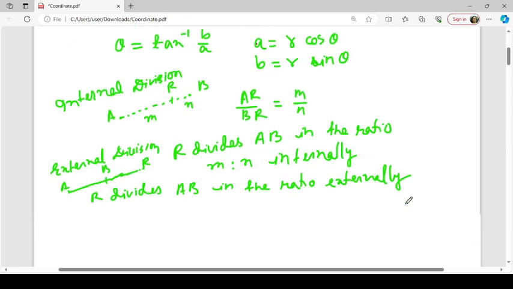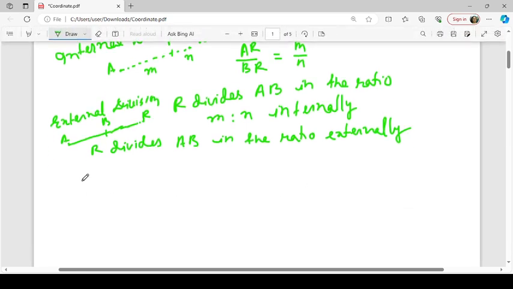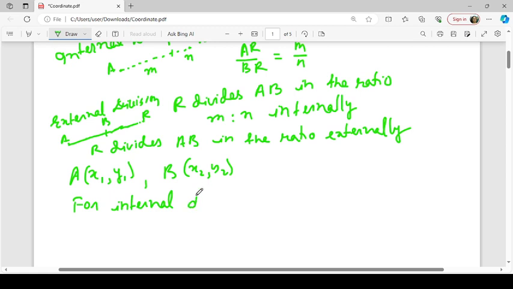Now if A and B are given, so A is the point (x1, y1) and B is the point (x2, y2), and the ratio is m:n, then for internal division, R is (alpha, beta). So how do we write it?